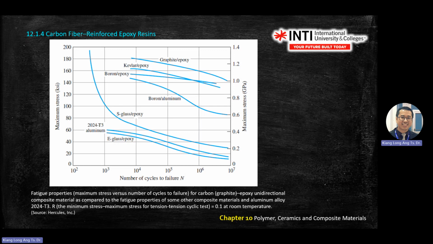So this one, you can see that epoxy here can handle a very, very small number of cycles with very high stress. Okay.